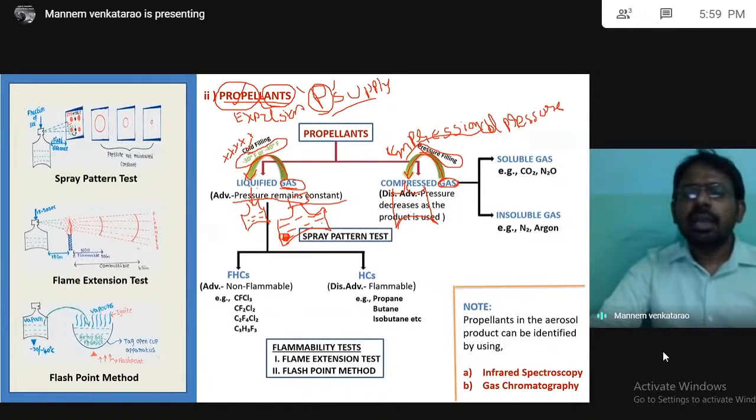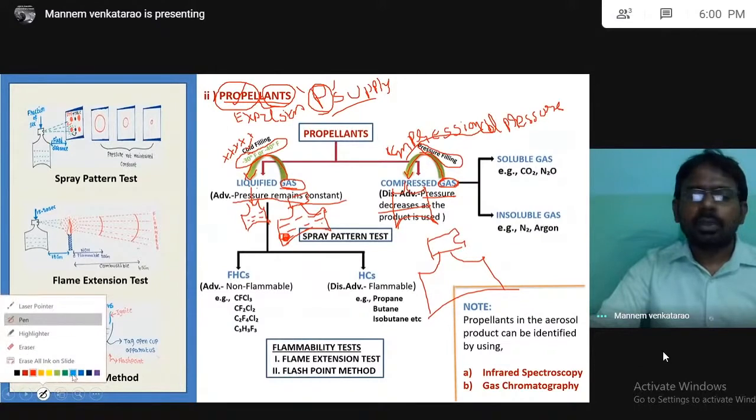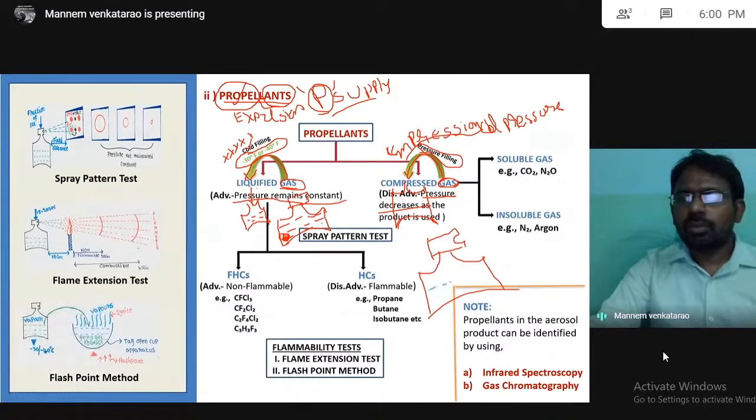But in compressed gases, pressure decreases as the product is used. Why? Because this is the aerosol container. This is the propellant, and this is the aerosol product. The space above the liquid surface is known as air space, also called head space. It is the space above the liquid surface which is occupied by vapor.